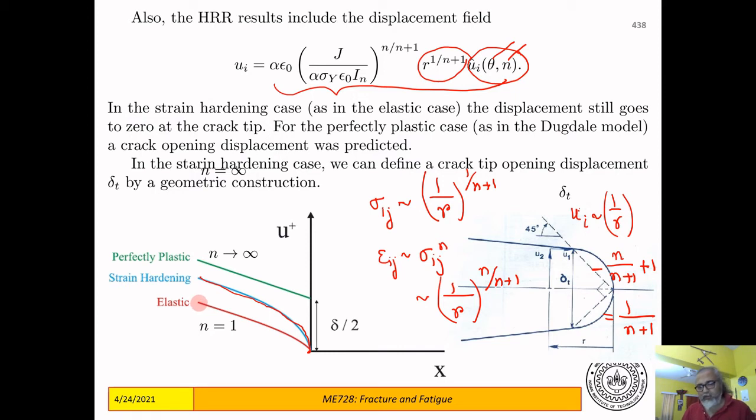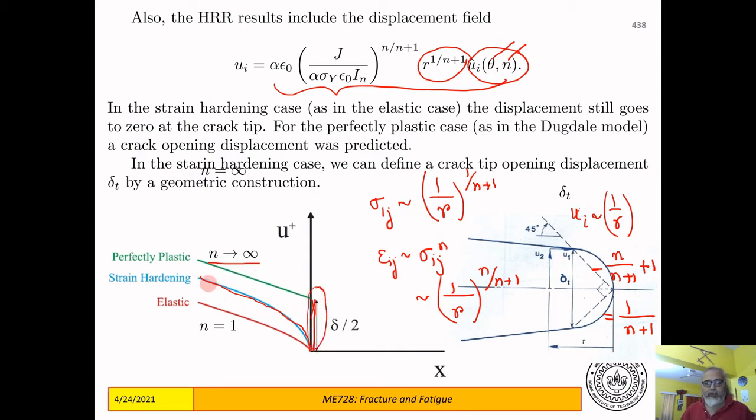For the elastic material also, the displacements went to 0 at the crack tip, but now with strain hardening the crack expands more, the crack opens more, and therefore the strain hardening case has a wider crack opening than for the elastic case. However, as we saw in the Dugdale model, for the perfectly plastic case there was an abrupt jump in displacement at the crack tip.